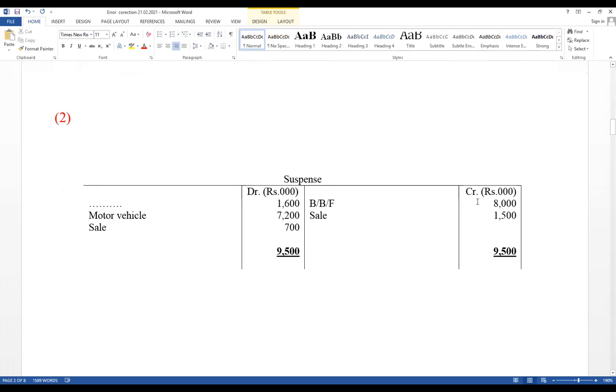Sometimes it has not given the suspense account balance. They ask to prepare the suspense accounts and calculate the suspense account balance before correction of errors.